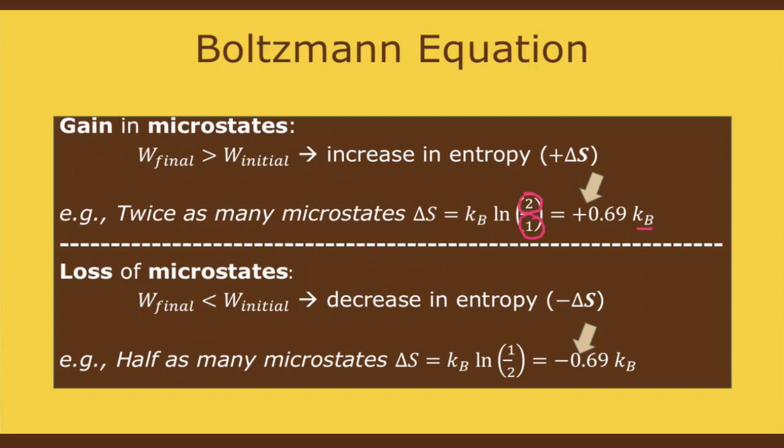Conversely, if you halved the number of microstates, so maybe we took a 1 liter container and squished it down to half a liter, then it would be minus 0.69 times Boltzmann's constant. All right, so I know that this is a lot already. Right now we've just talked about where they were.